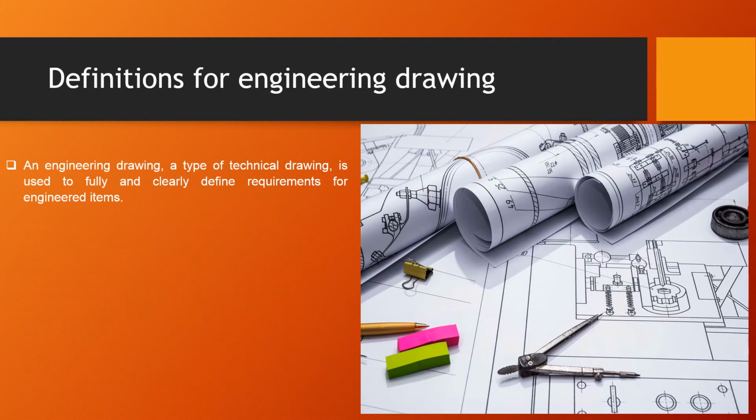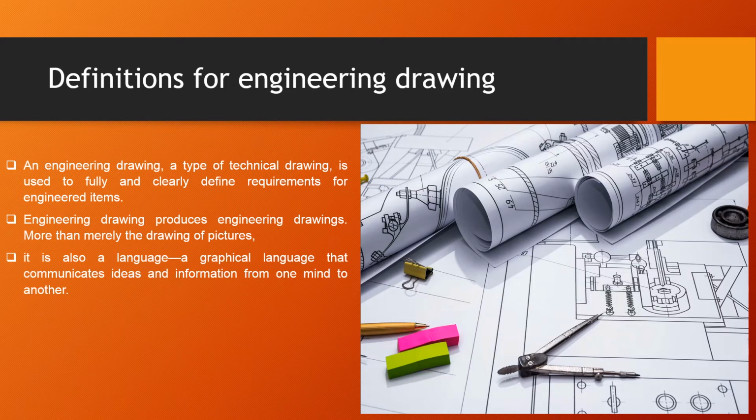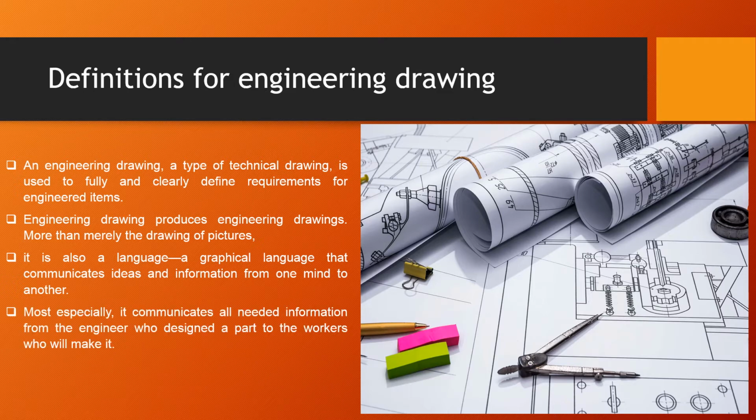An engineering drawing, a type of technical drawing, is used to fully and clearly define requirements for engineered items. Engineering drawing is more than merely the drawing of pictures. It is also a language, a graphical language that communicates information from one mind to another mind. Most especially, it communicates all needed information from the engineer who designs a part to the workers who will make it.